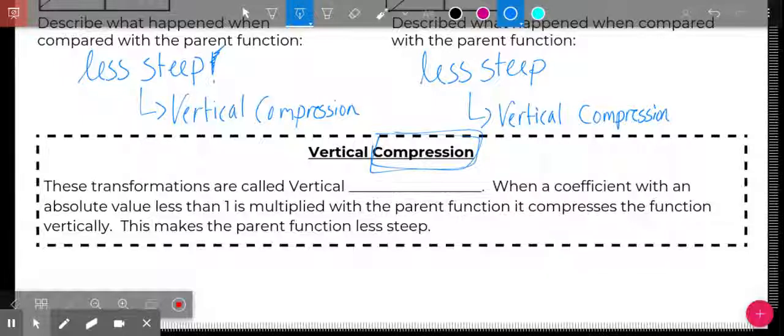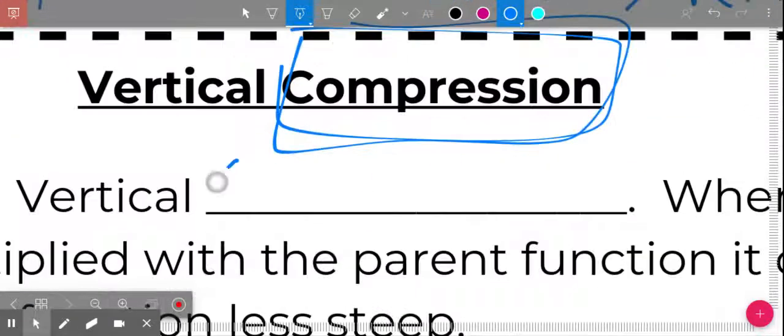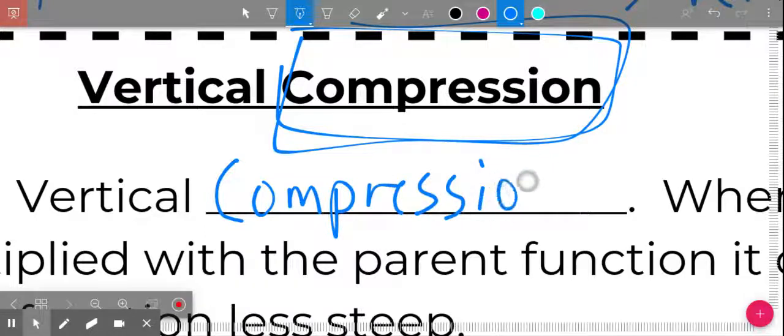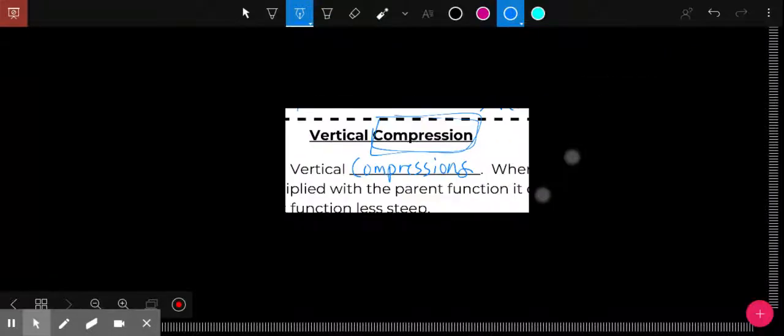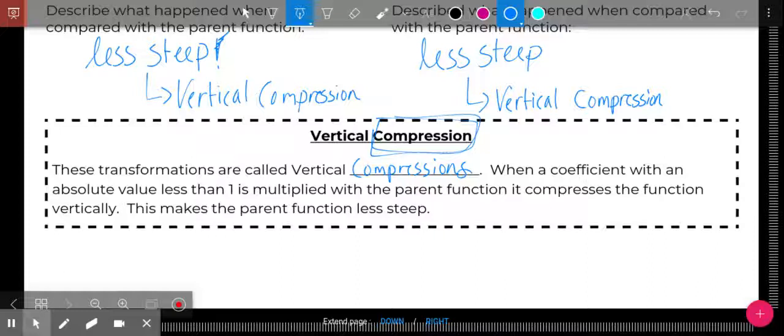If we look in the box, it says these transformations are called vertical compressions, obviously. When a coefficient with an absolute value less than 1, so a fraction, is multiplied with the parent function, it compresses the function vertically. This makes the parent function less steep.